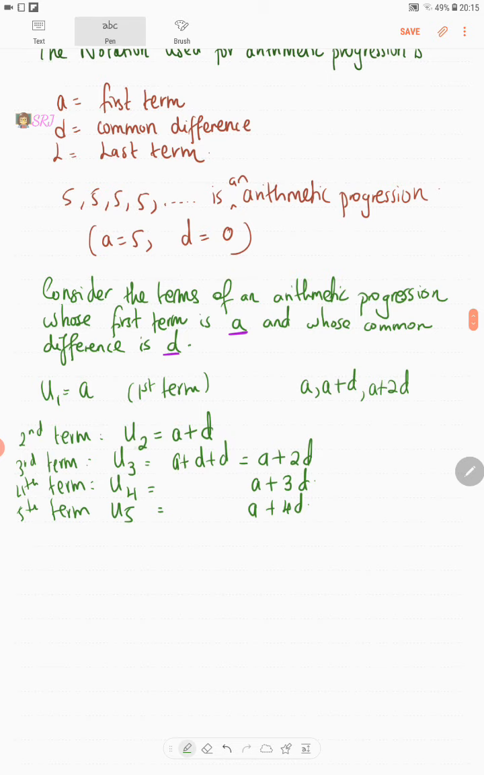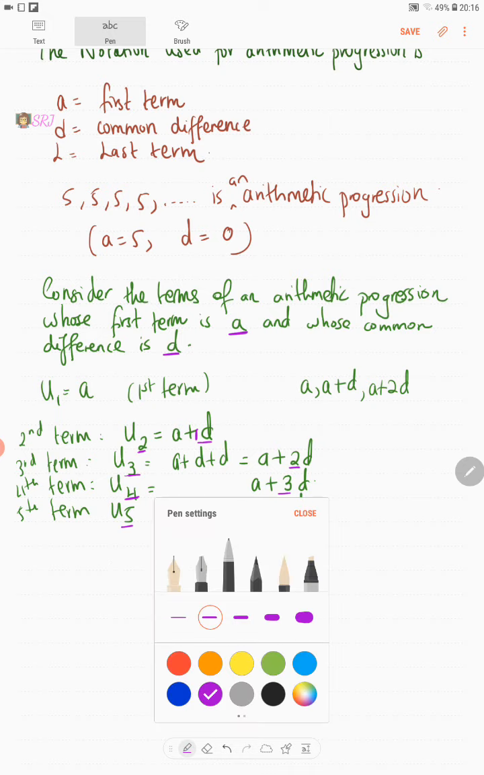So as you can see, for the second term, we have a plus 1d. So we have 1d here. For the third term, when we have u3, it is a plus 2d. That is, we take the first term and we add twice the common difference. For the fourth term, when we have 4 here, it will become 1 less. It is a plus 3d. For the fifth term, you will see that here we have a plus 4d.